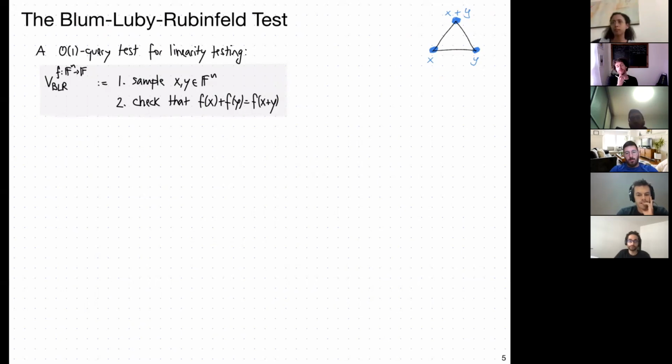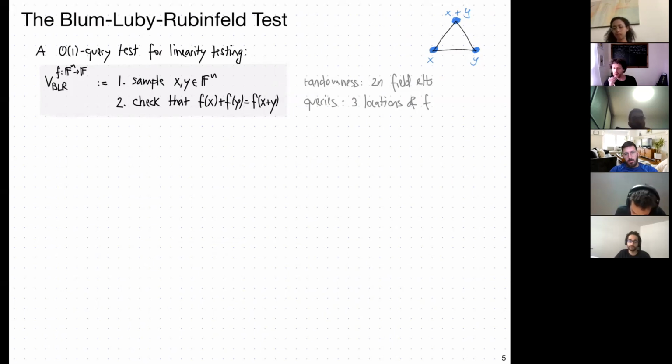And what we'll do is we'll sample at random some x, some y, and we'll check that f of x plus f of y is f of x plus y. It's as simple as it could be. And what would it cost us? It's 3 queries, to x, y, and x plus y. And in terms of randomness, we need to take at random x and take at random y.